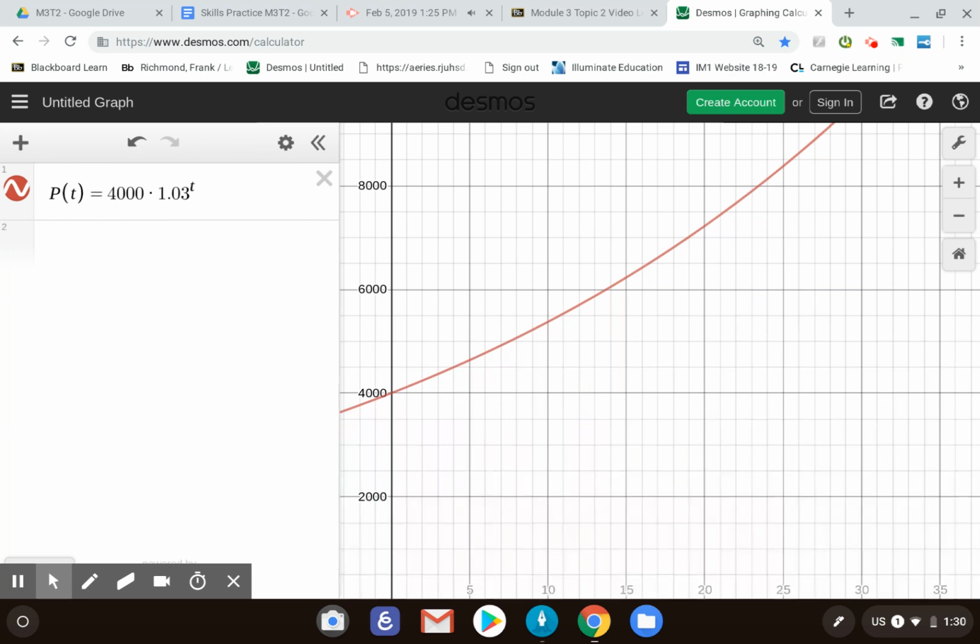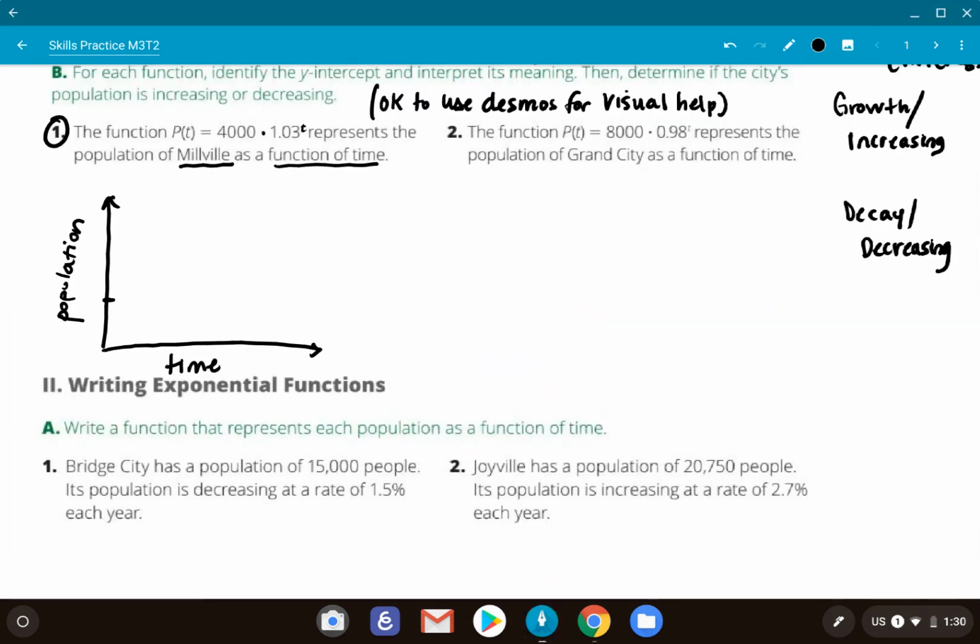So let's go ahead and sketch what that graph would look like. It's going to start at 4,000 and then it's going to curve. It's going to go up over time.